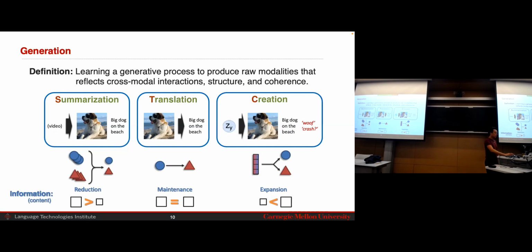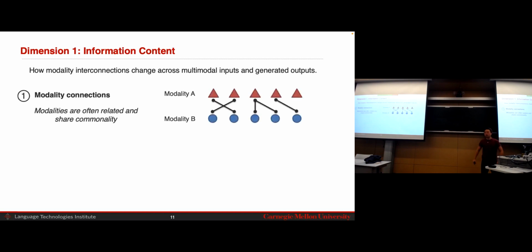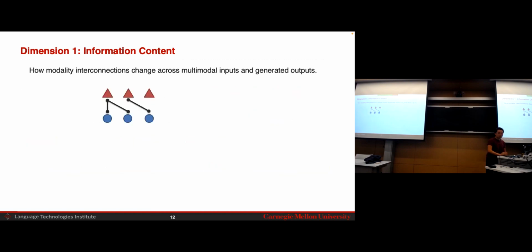That's increasing information content. And we also saw at a high level that despite these individual case studies, there are two important dimensions of generation. One is how the information content changes. When we talk about information content, the underlying key idea is how these modality interconnections change as we have to summarize, keep, or increase our data. So recall modality connections are the relationships between individual elements across multiple modalities. And there are many dimensions of these interconnections. From a statistical point of view, they can be associated with each other due to correlation or co-occurrence. And from a semantic point of view, they are associated with each other because they correspond to the same underlying object and so on. So you have any type of interconnections within your data.